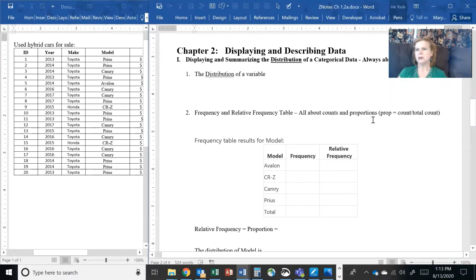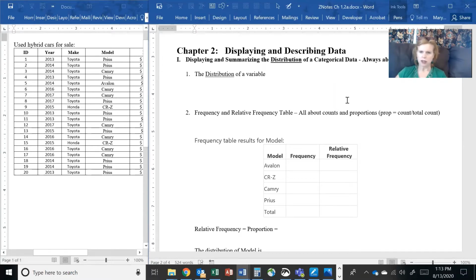Chapter 2, Displaying and Describing Data. We're going to start off by summarizing the distribution of a categorical variable. And recall, categorical variables are variables that have some list of categories that each case can be in.